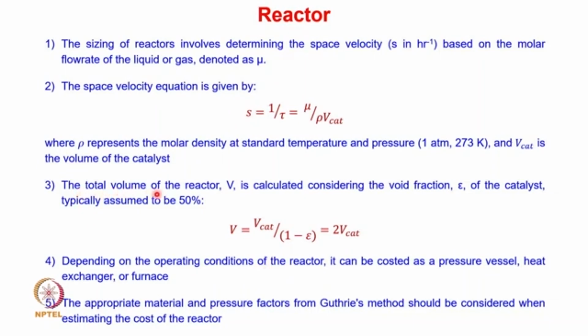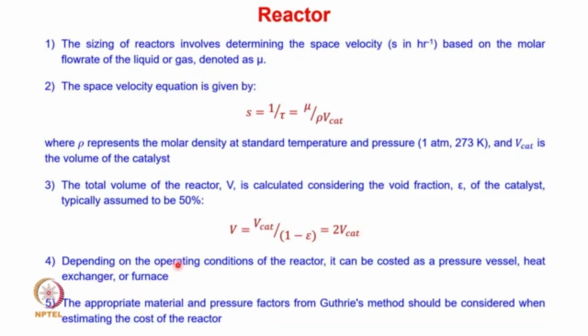So the total volume of the reactor V is calculated considering the void fraction. Whenever we are having a packed reactor, we calculate the volume V by considering the void fraction of the catalyst particles in the reactor. Let's say the void fraction is epsilon, and the value of epsilon is typically taken as 50%. So we can calculate V as V catalyst divided by 1 minus epsilon, where if I put epsilon as 0.5, I get V equals 2 into V catalyst.